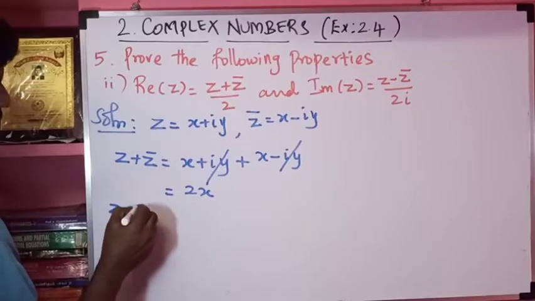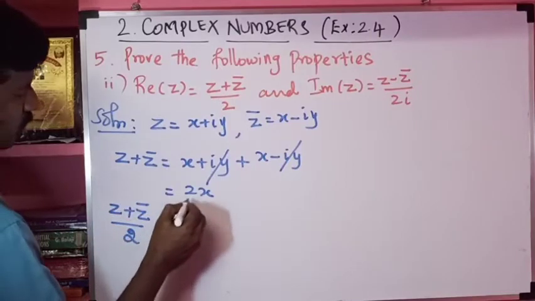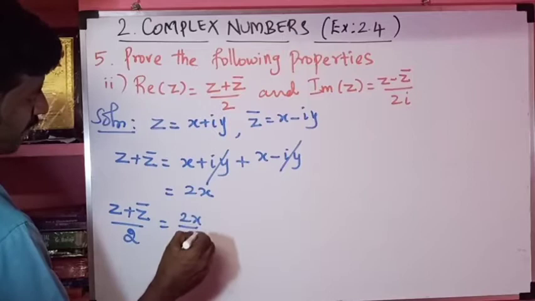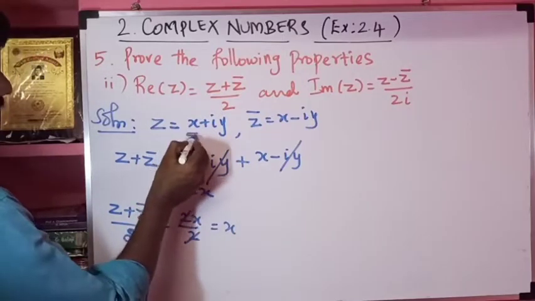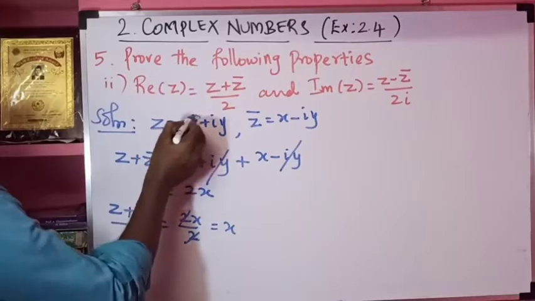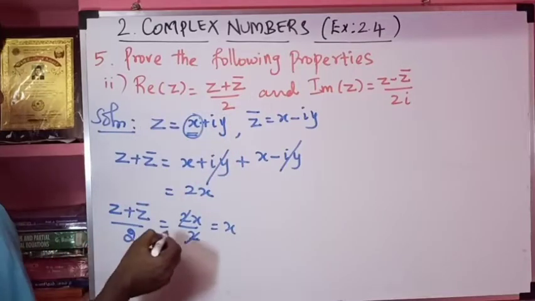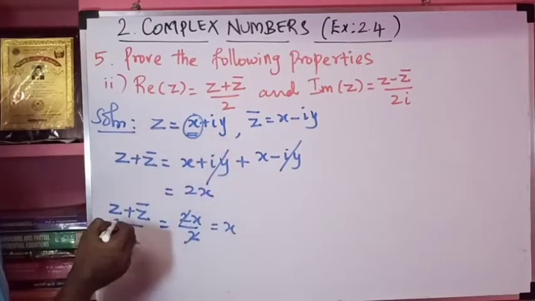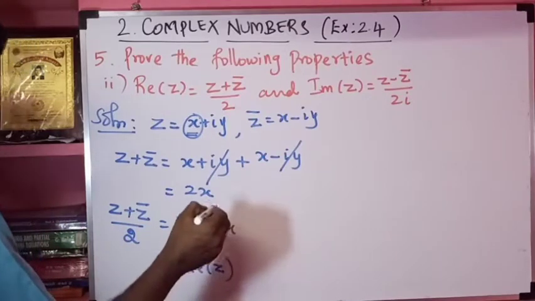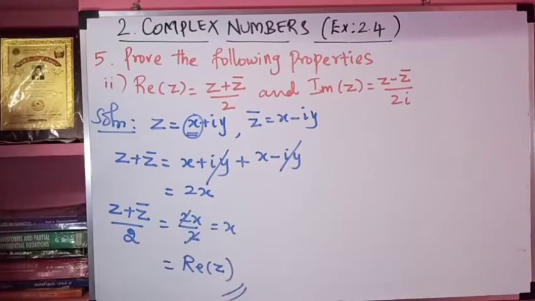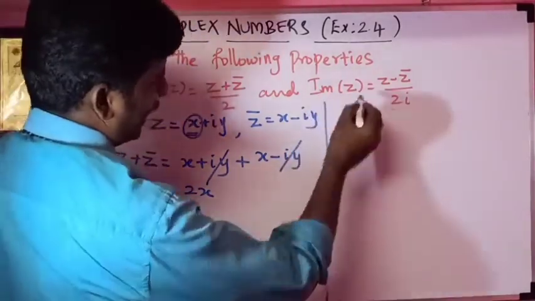Z plus z bar by 2 is equal to which is 2x by 2. Cancel பண்ணா x. பாருங்க, x ங்கிறது z ஓட real part. Am I right? So this is the real part. So x ங்கிறது z ஓட real part. Therefore which is equal to the real part of z. This is the answer. Now second one.